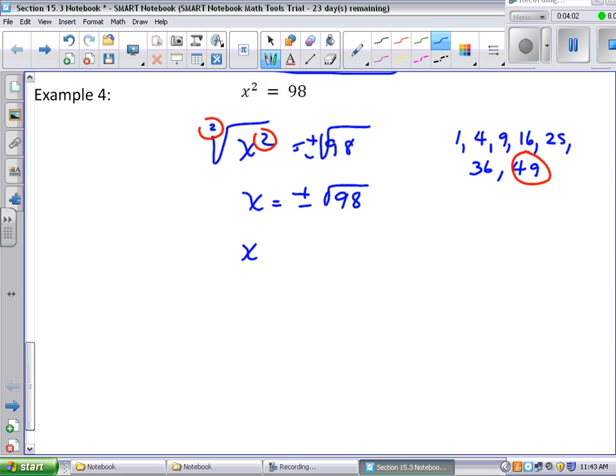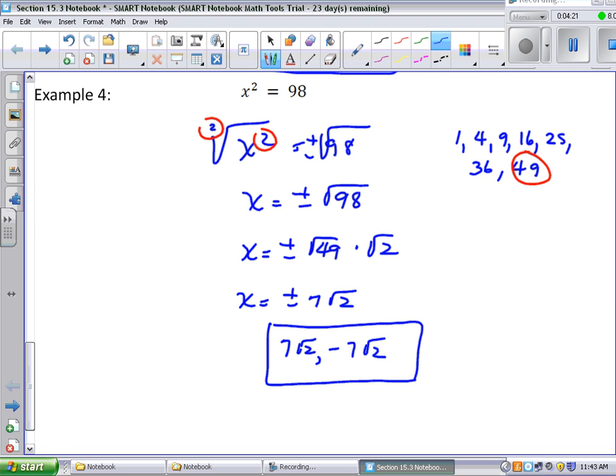x is equal to plus or minus the square root of 49 times the square root of 2. So x is equal to plus or minus 7 square roots of 2. So when I write my answers, I'm going to write 7 square roots of 2 and negative 7 square roots of 2. Final answer.